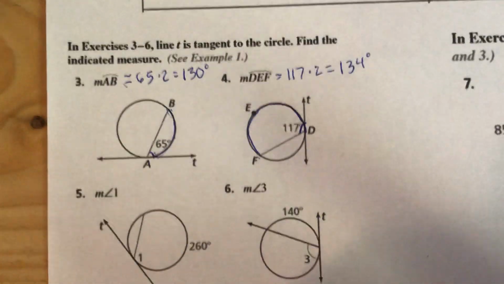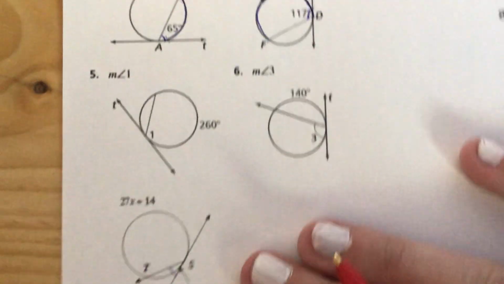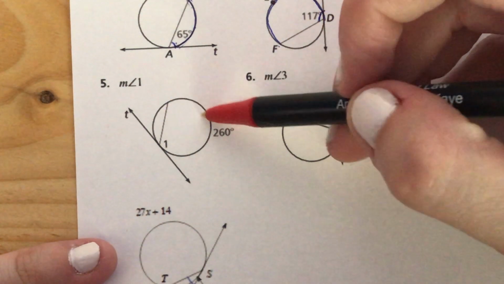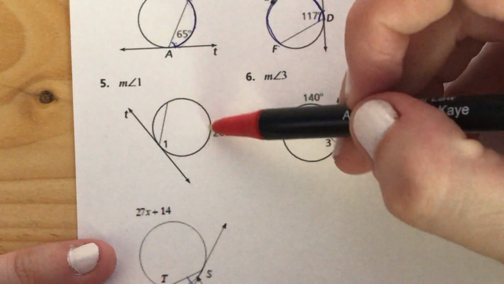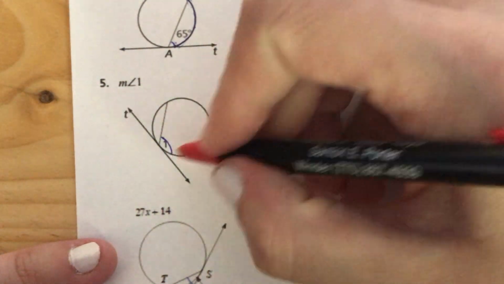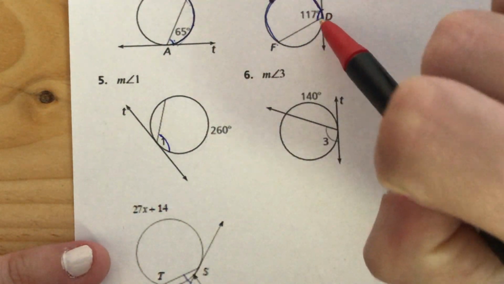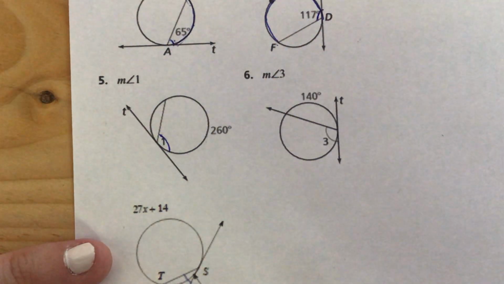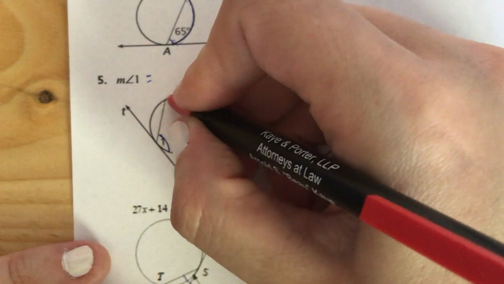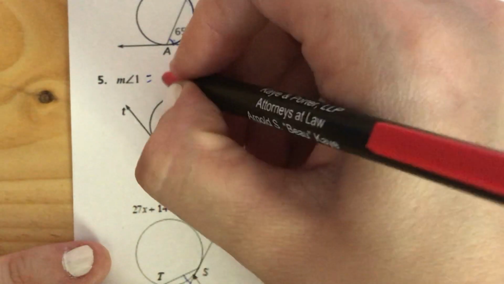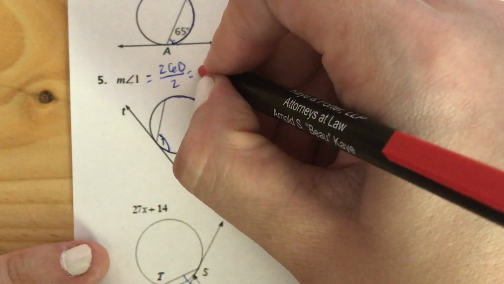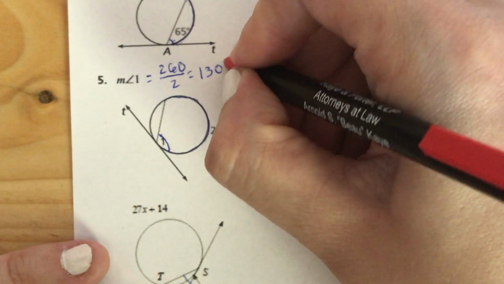All right, now we found the measurements of arcs, so we're going to find the measurements of the angles, given the arc. We know this arc is 260 degrees, and we're trying to find the measurement of angle 1. We're doing the opposite of what we did up here. Instead of multiplying by 2, we divide by 2, because we know this angle is 1/2 the intercepted arc. So 260 divided by 2 is 130. Okay?